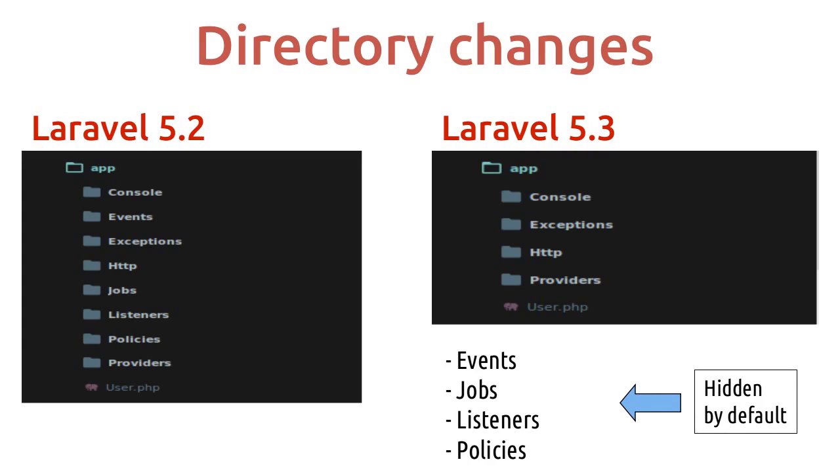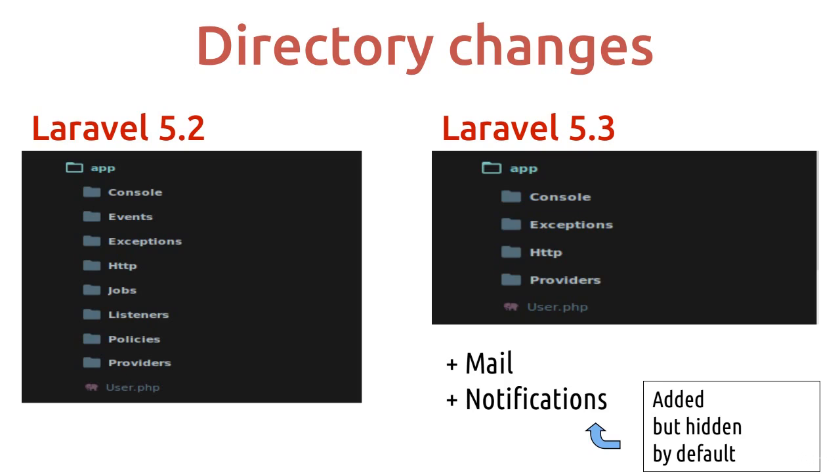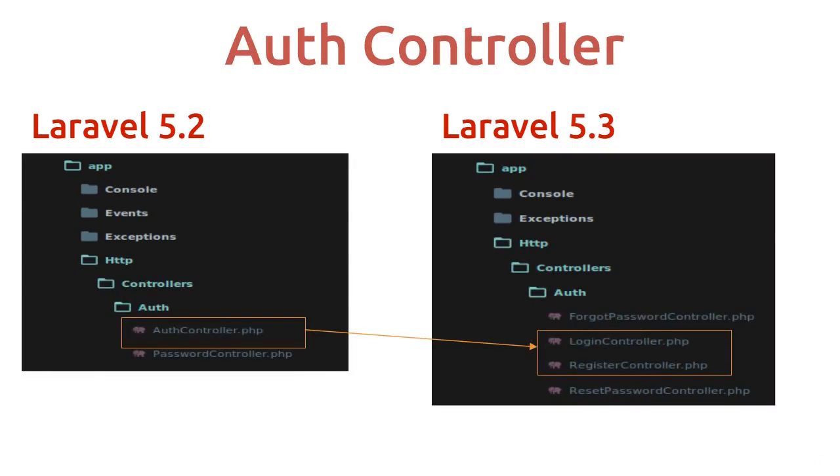So if you need them, you should make them manually, or they will be created automatically when you create a file using the artisan generator. For example, when you create a job using the php artisan make job command, then the jobs directory will be created. In addition, in Laravel 5.3, there are also 2 additional directories which do not show up by default, but might show up if you use the artisan command: the mail directory to store mailable classes, and the notifications directory to store notification classes.